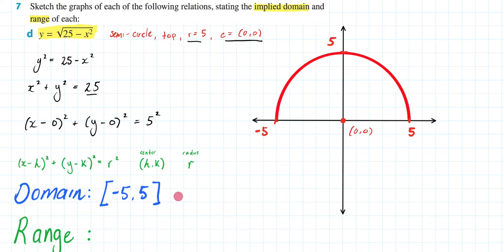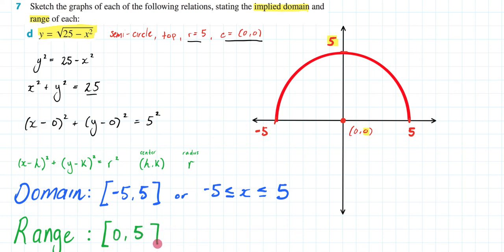Now, we don't have to write it like this. We could write it another way. We could write it as negative 5 is less than or equal to x is less than or equal to 5. Both ways are legitimate. It's just what you prefer. Now we have to write down what my range is. My range is all my y values. And as you can see here, my first y value is going to be 0, and then it's going to go all the way up to 5. So my range is going to be 0 to 5.